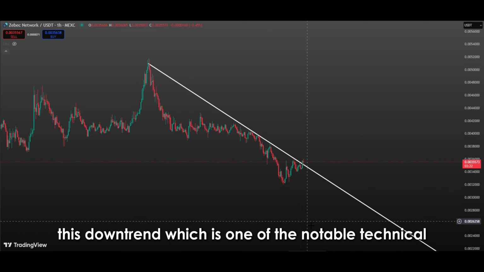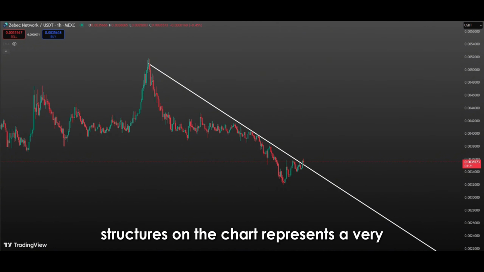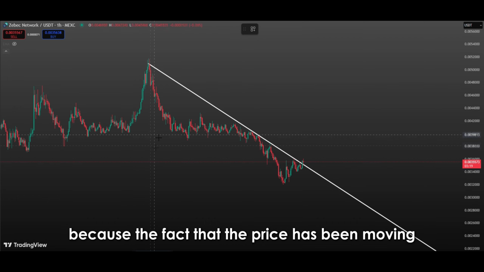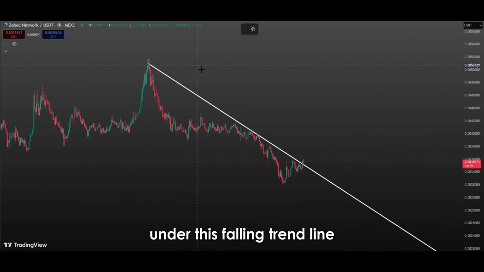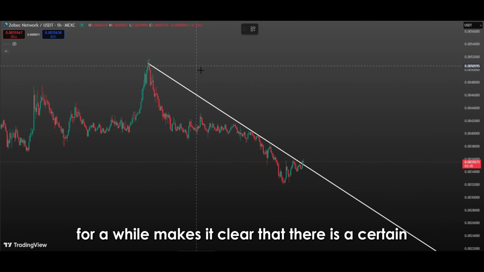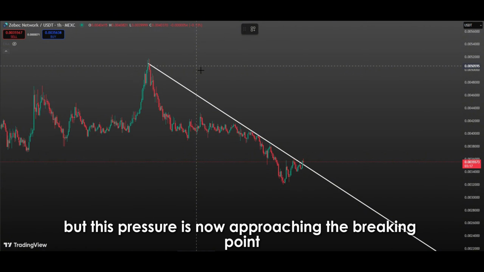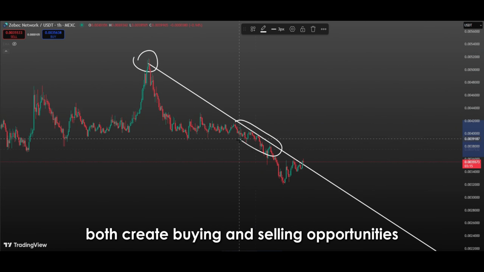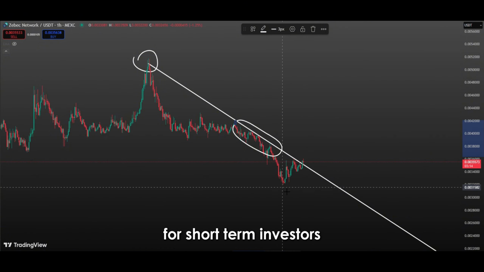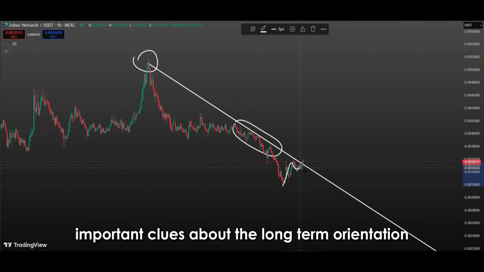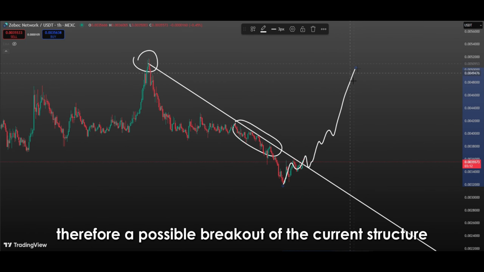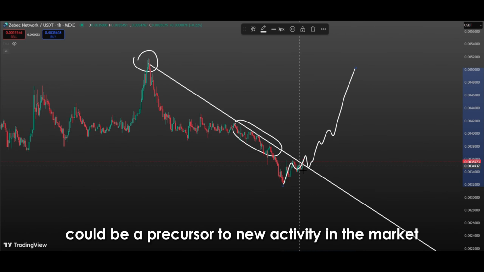This downtrend, which is one of the notable technical structures on the chart, represents a very important decision point for investors. Because the fact that the price has been moving under this falling trend line for a while makes it clear that there is a certain pressure in the market, but this pressure is now approaching the breaking point. The reactions of the price, especially when the trend line is approached, both create buying and selling opportunities for short-term investors and give important clues about the long-term orientation. Therefore, a possible breakout of the current structure could be a precursor to new activity in the market.